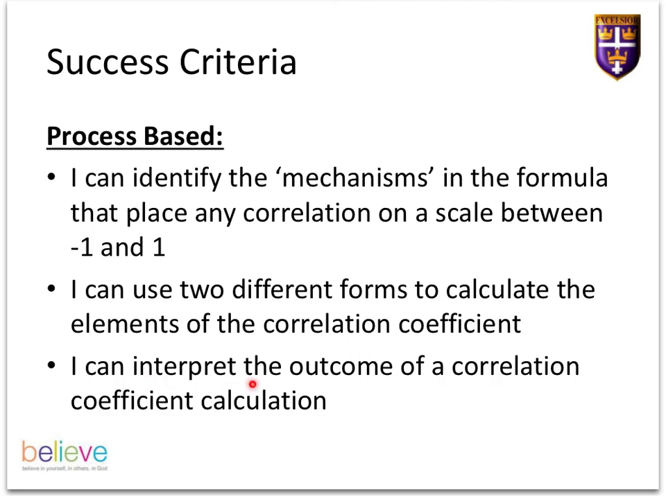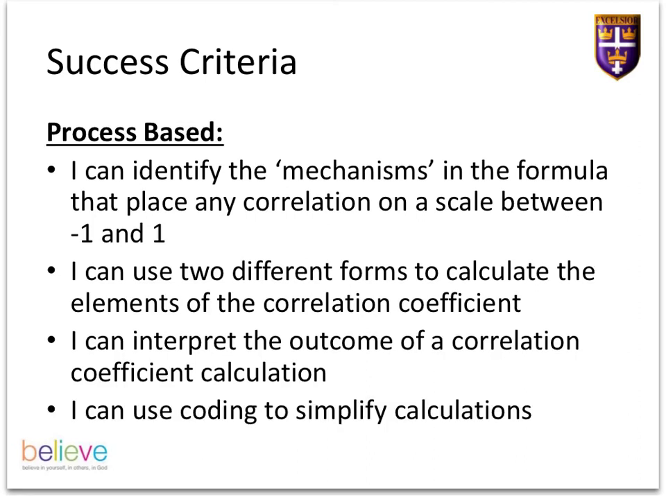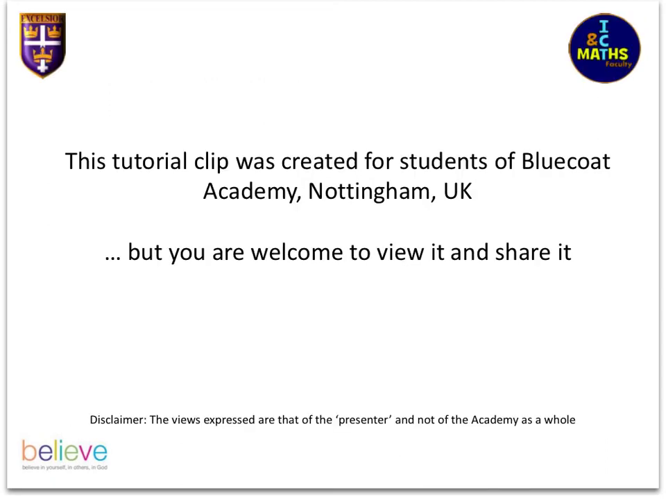I spoke ever so briefly about how you interpret these. So, 1 is perfect positive correlation, -1 is perfect negative correlation, and 0 is no correlation, and you get all sorts of values in between. And the last and really simple thing was, okay, you might want to do some coding so that the numbers you're working with are smaller or easier, but the best thing about it was it doesn't make any difference to the value of the correlation coefficient you obtain.